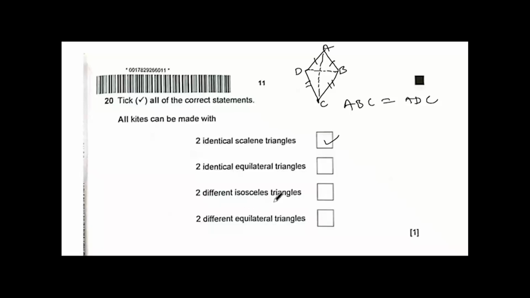2 different isosceles triangles. Yes, if you consider the shorter diagonal, that means you're going to have triangle A, B, D, and then triangle B, C, D. So they are both isosceles triangles, but they are different. So this is correct. 2 different equilateral triangles. So we don't even have equilateral triangles there. So these 2 options are the best and correct options.